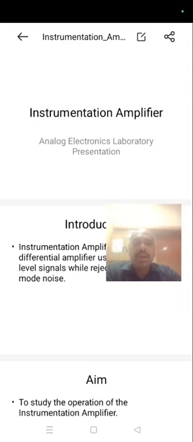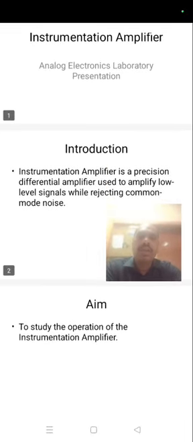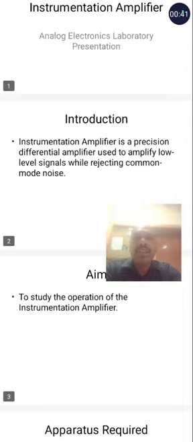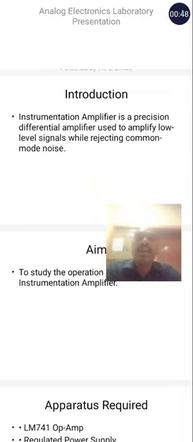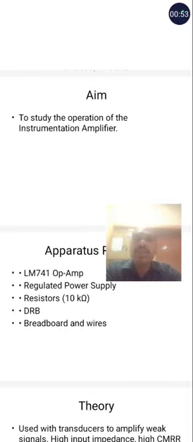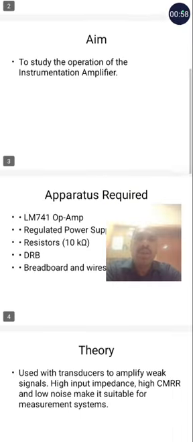Okay, good morning. Now we'll discuss the analog electronics laboratory experiment on the instrumentation amplifier. First of all, let's introduce what an amplifier is. An amplifier converts a weak signal into a strengthened signal. For example, the instrumentation amplifier is a precision differential amplifier used to amplify low level signals while rejecting common mode noise. The aim of this experiment is to study the operation of the instrumentation amplifier.